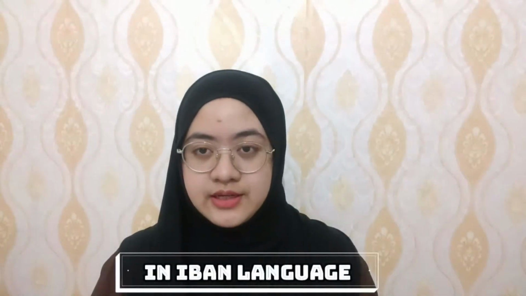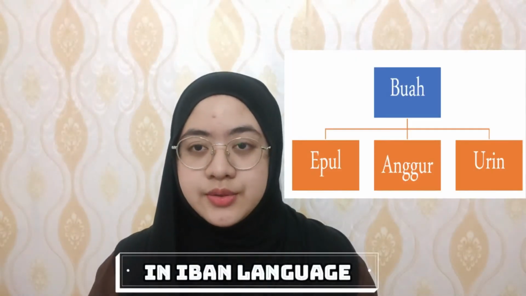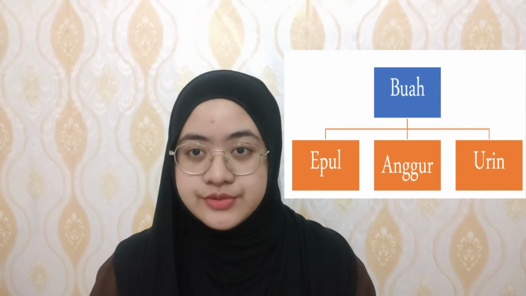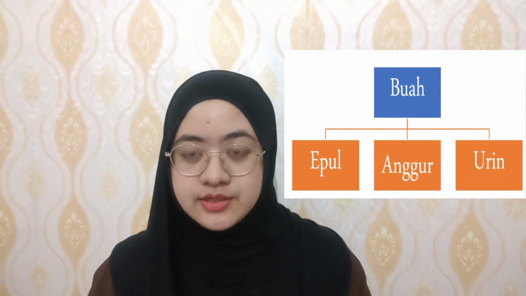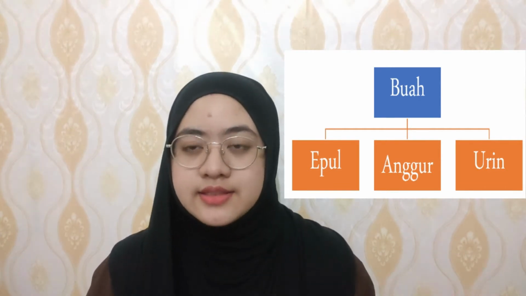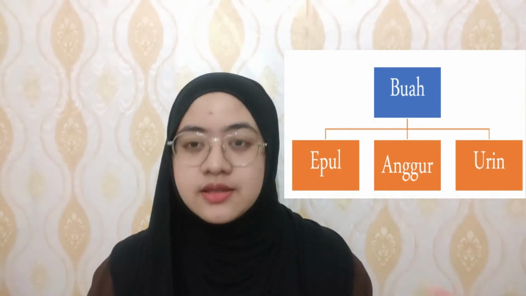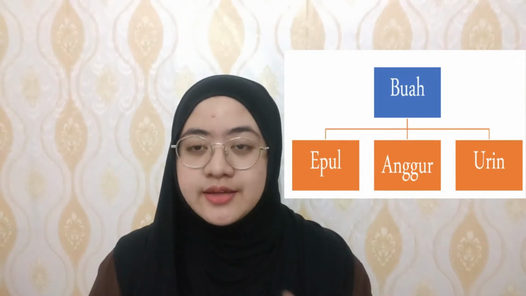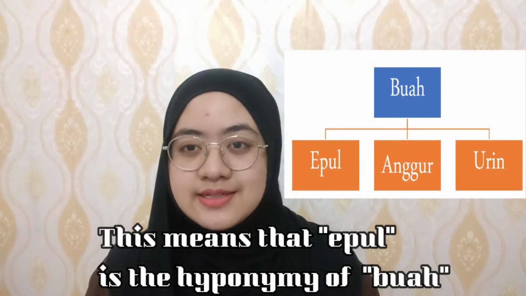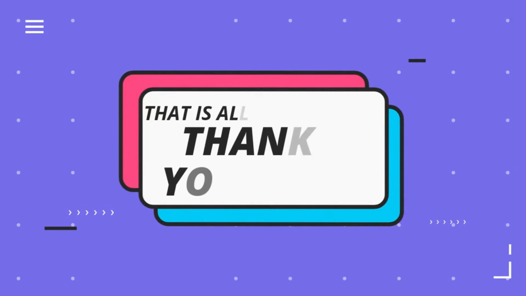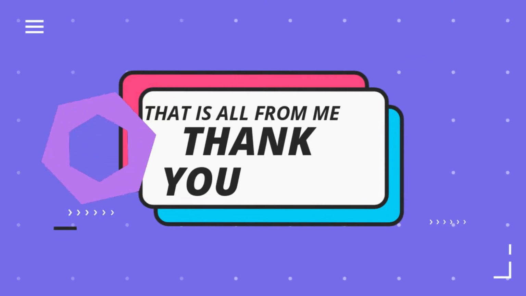Another example in Iban is buah, which means fruits, and that is the superordinate. And the hyponyms are apple, which means apple, anggur means grapes, and uri means orange. So apple is a hyponym of fruits. I hope you understand what I was trying to explain. That's all from me. Thank you.